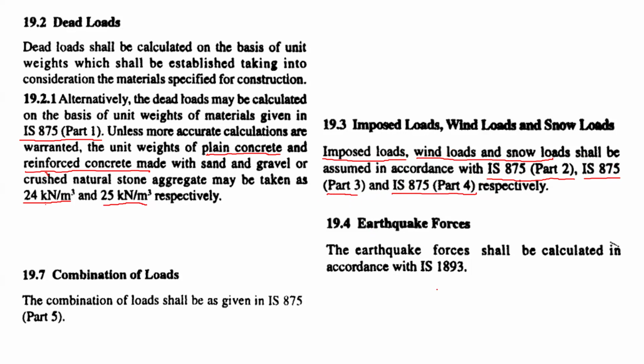Earthquake load sometimes may be asked, do you know? We have IS 1893, which is for earthquakes. And the combination of loads is given in IS 875 part 5, which gives us all combinations of load. And all these clauses are given on page number 32.